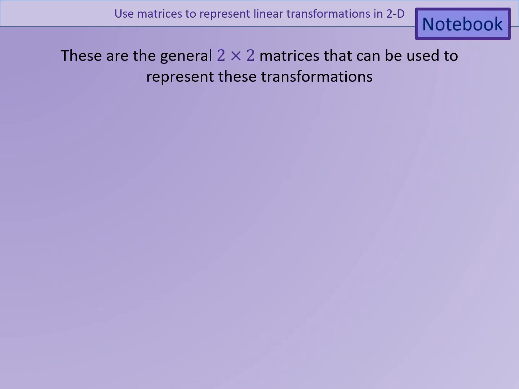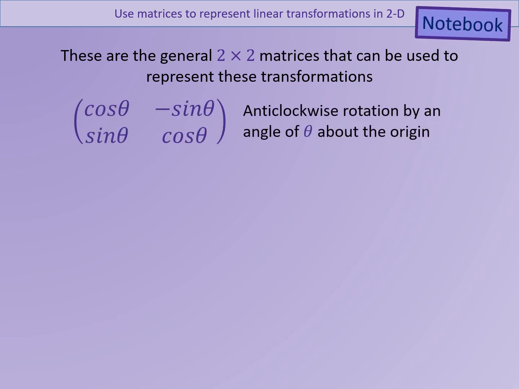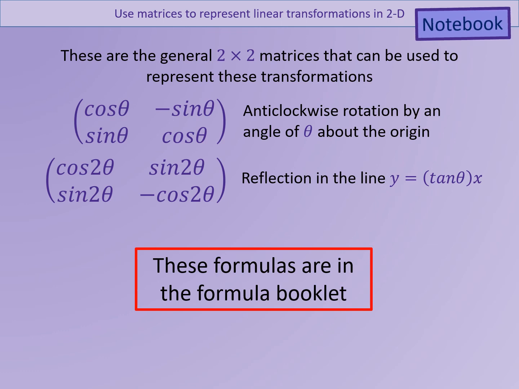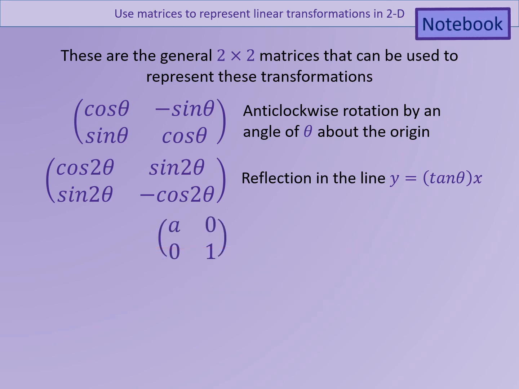These are the general 2x2 matrices that can be used to represent these transformations. So the first one is an anti-clockwise rotation by an angle of theta degrees about the origin. This one is a reflection in the line y equals tan theta x. These are in the formula book. You don't need to be able to derive them, but it is nice to see where they do come from. And then we have some others.